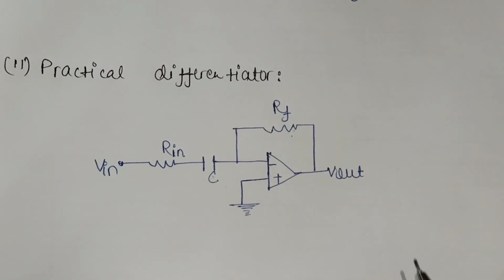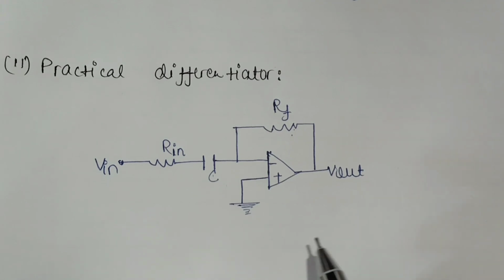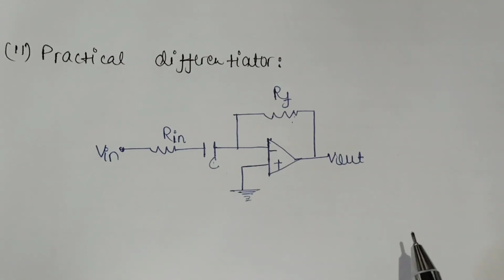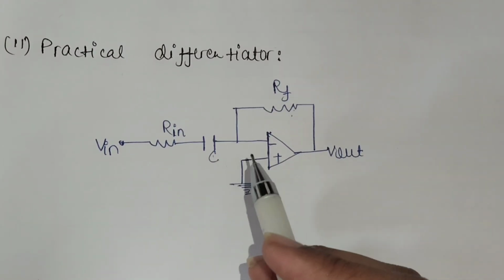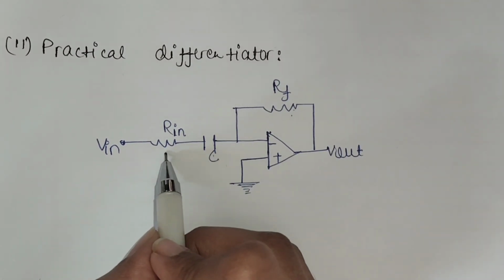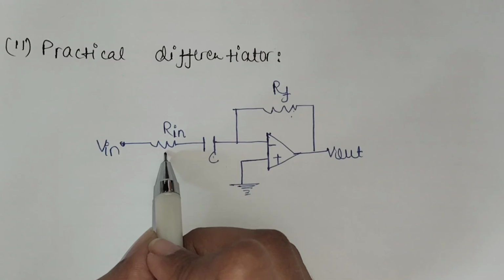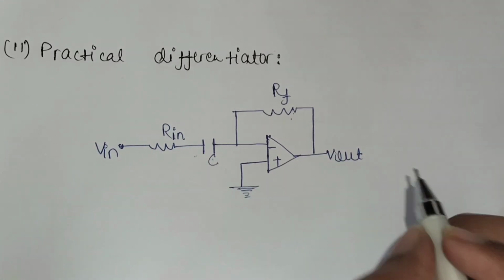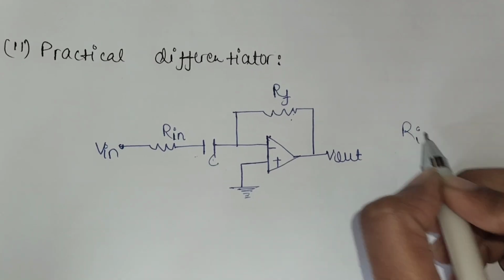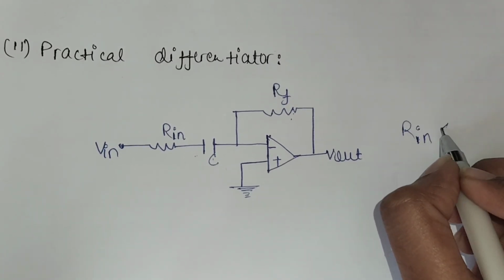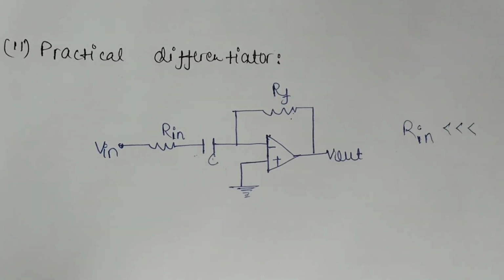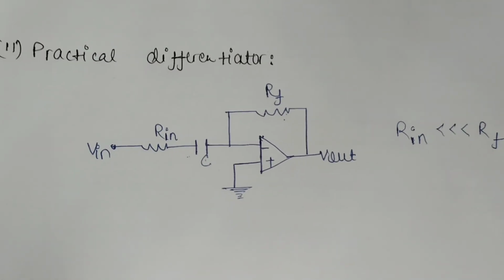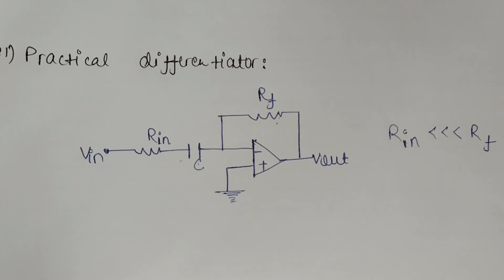This means that a differentiator circuit tends to be noisy because electrical noise may consist of high frequencies. The solution to this is the connection of a resistor in series with the capacitor. This resistor R in should be very small in comparison to the feedback resistor to have negligible effect on the desired signal.